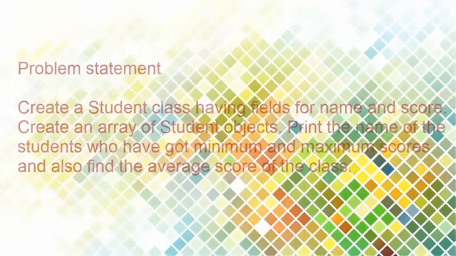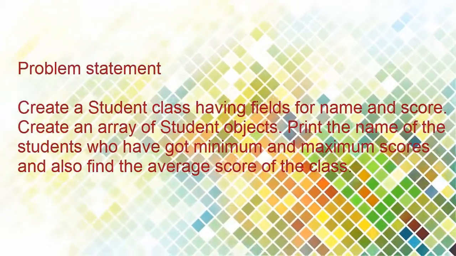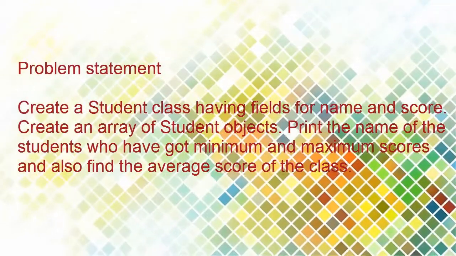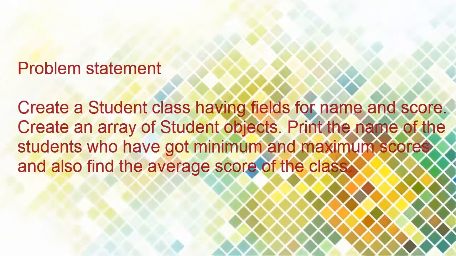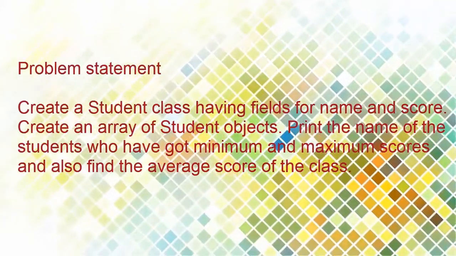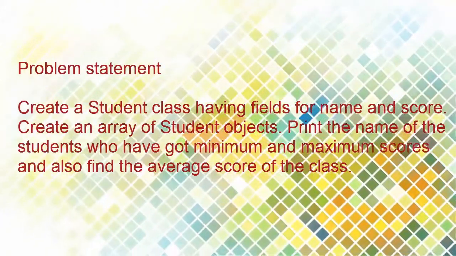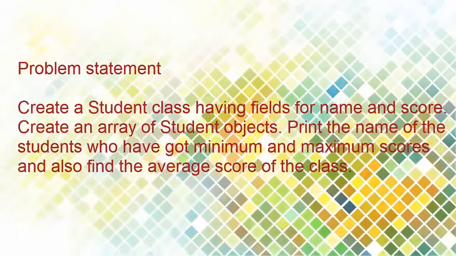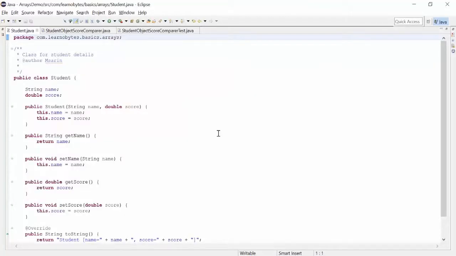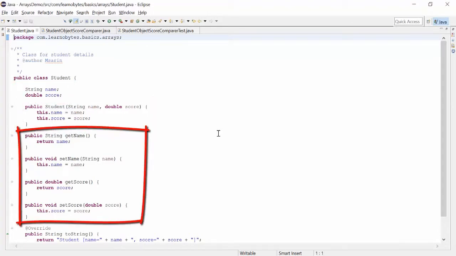Problem statement. Create a student class having fields for name and score. Create an array of student objects. Print the name of the students who have got minimum and maximum scores and also find the average score of the class. I have first defined a student class with instance variables name and score. It has a constructor and getters and setters.